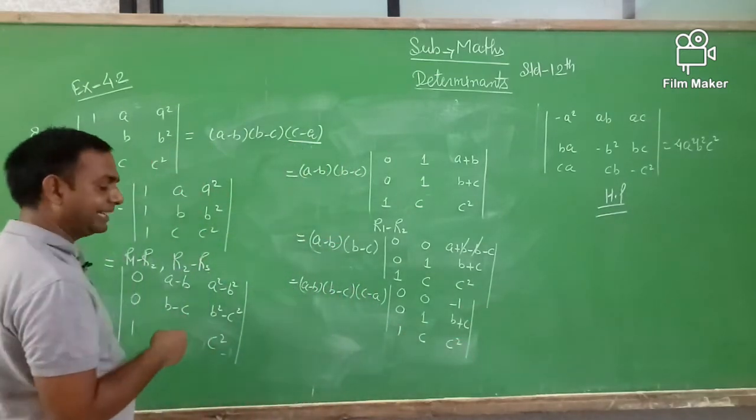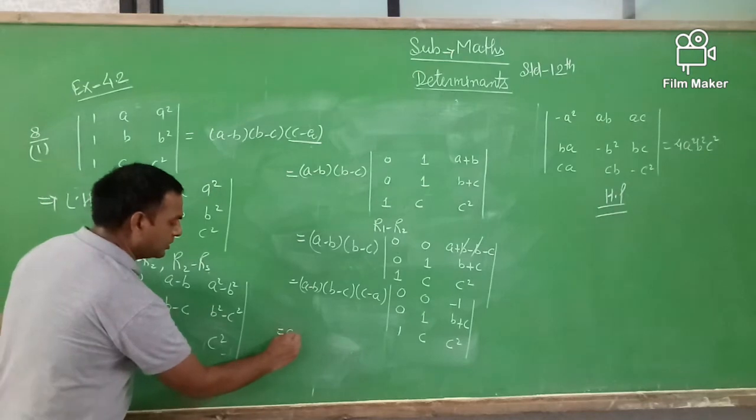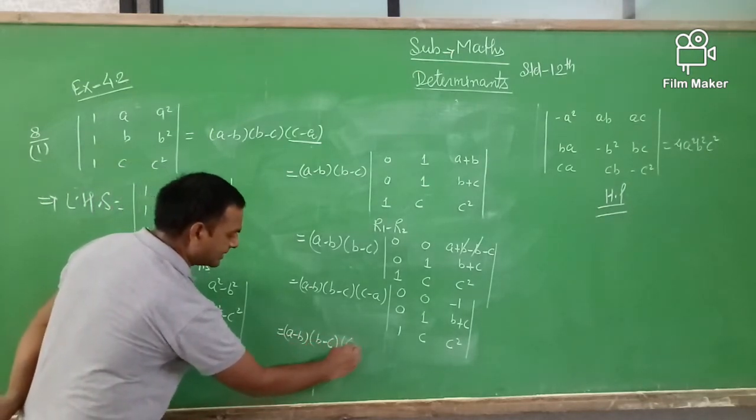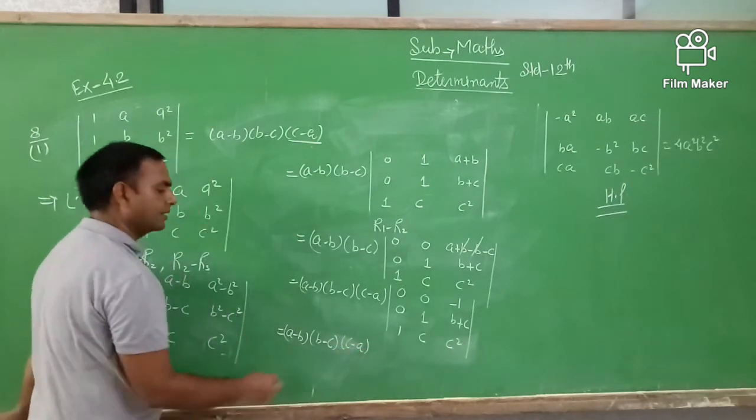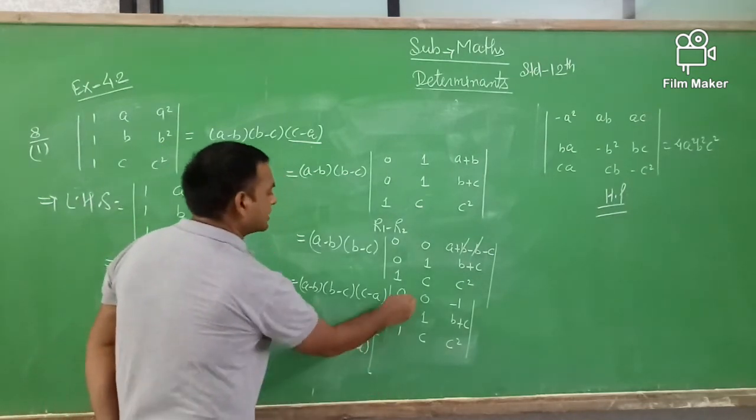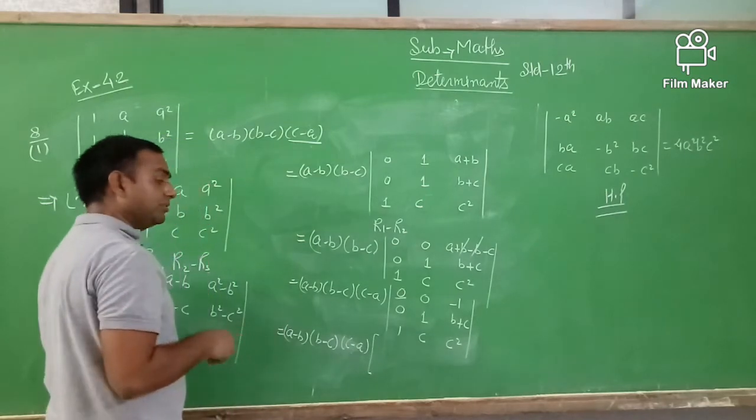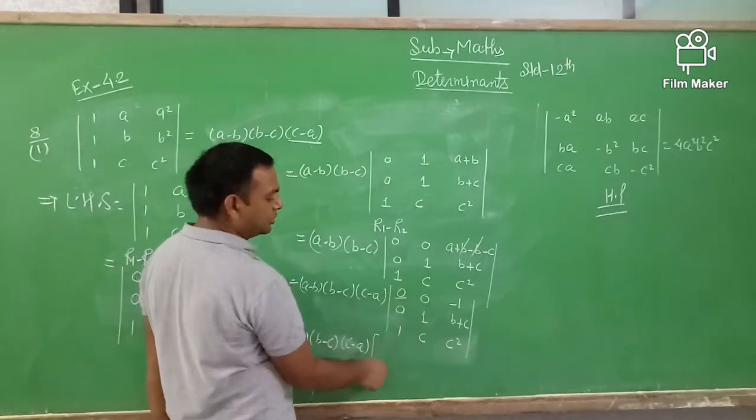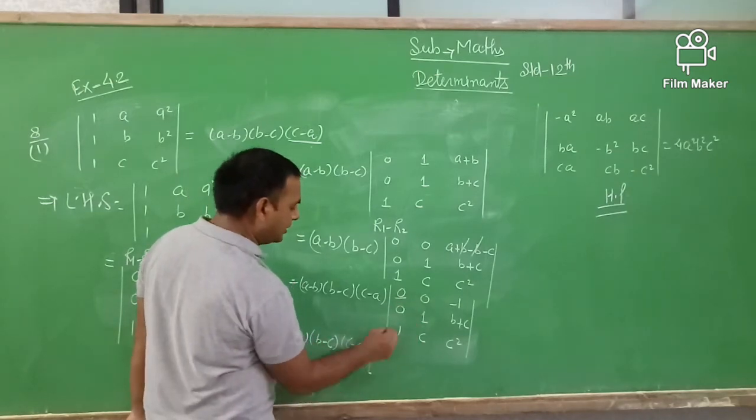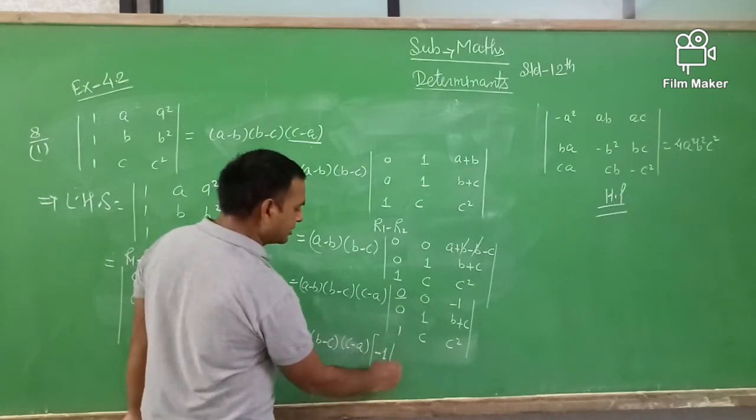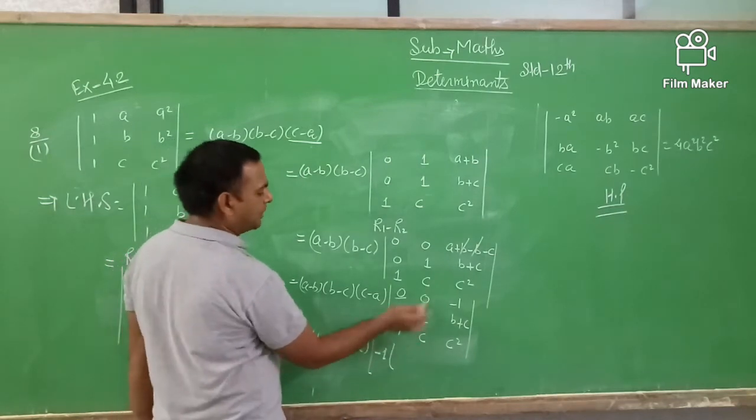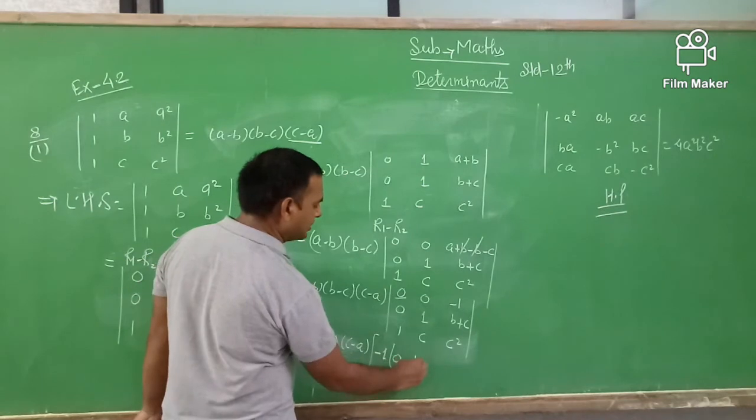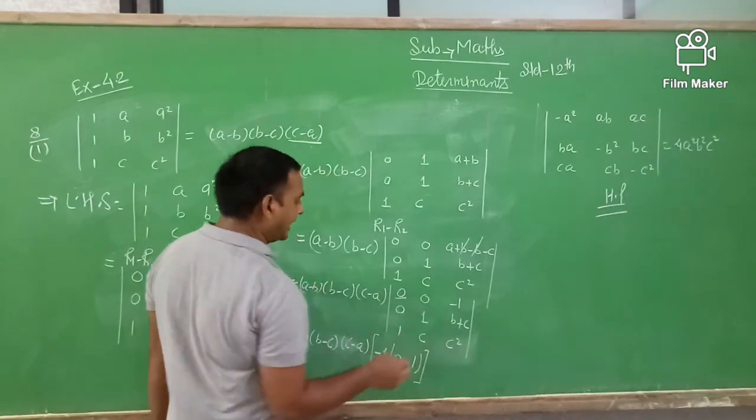After that we take the expansion. So a minus b, b minus c and c minus a, bracket. The first element of the first row is 0, so the expansion is 0. The second is also 0, so the expansion is 0. The third element of the first row is minus 1, so minus 1. 0 multiplied by c is equal to 0. 1 multiplied by 1 is a minus 1 because it is multiplied with the negative sign.